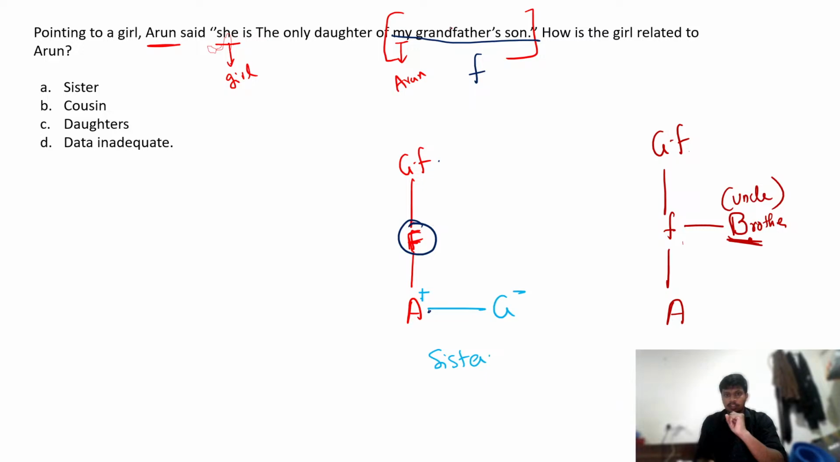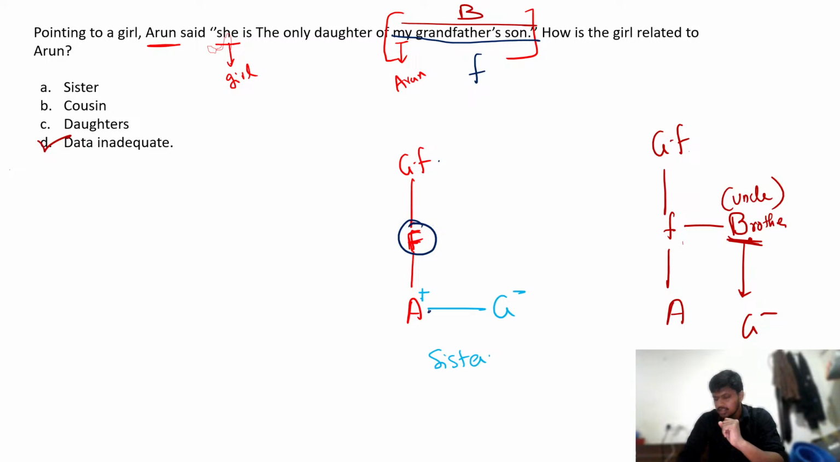So we got stuck at B. Now remove everything and write B. She is the only daughter of B. That means the girl is going to come here. In this case, the girl is Arun's cousin. But both the options are there here. Then the answer will become data inadequate. Why? Because we don't know how many sons the grandfather has.